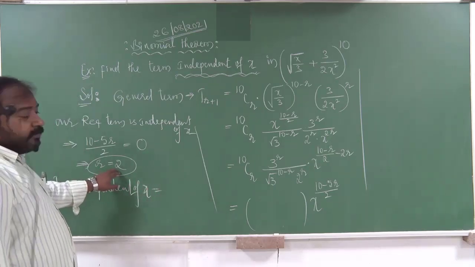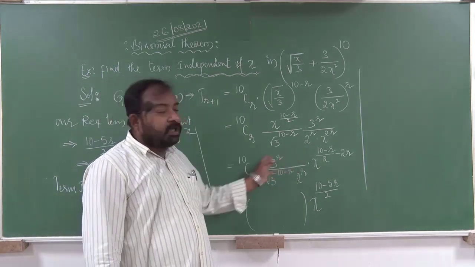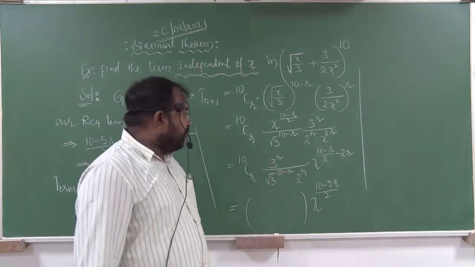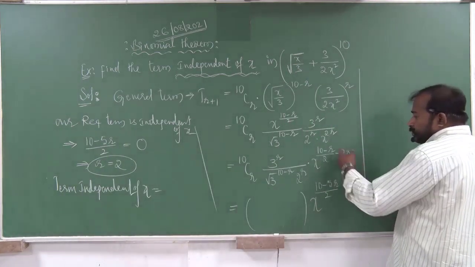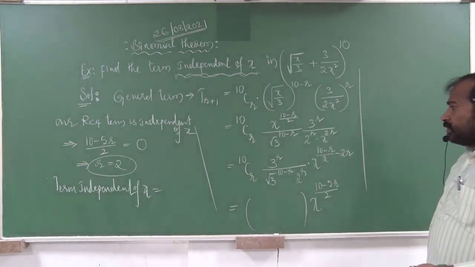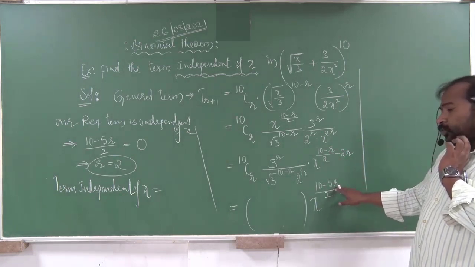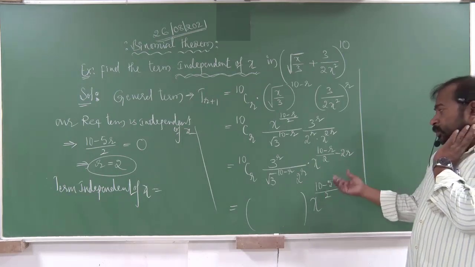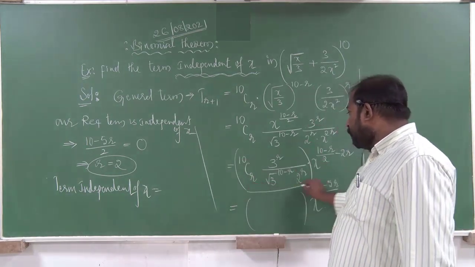Simple. You have got the r value now. Replace this r value in the general term. If you replace r is equal to 2, you will get total x power 0 only. If you replace r is equal to 2 here, 5 into 2 is 10, 10 minus 10 is 0. x power 0 means 1. So automatically the term independent of x means only this value.